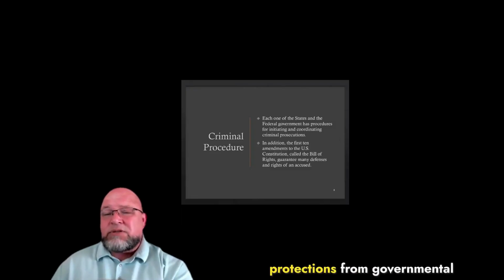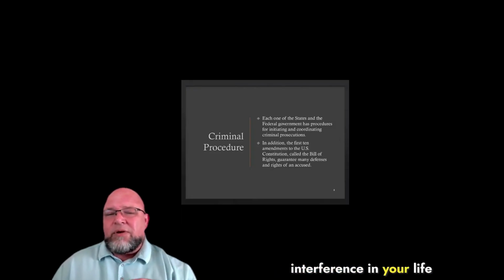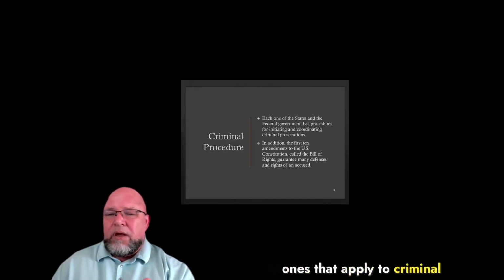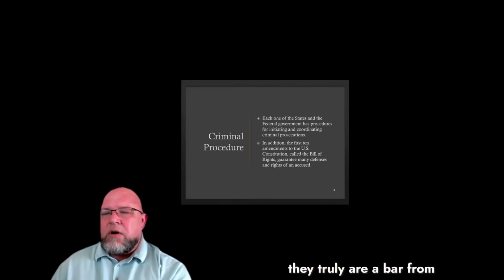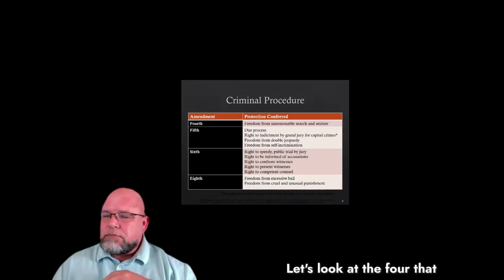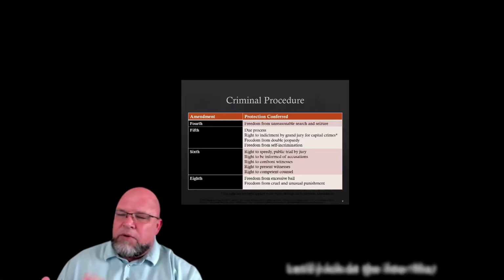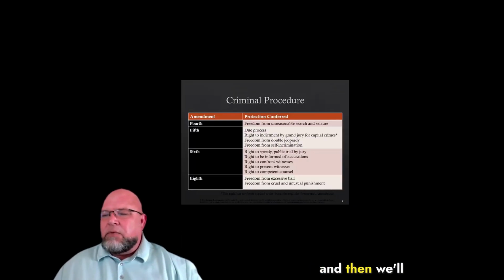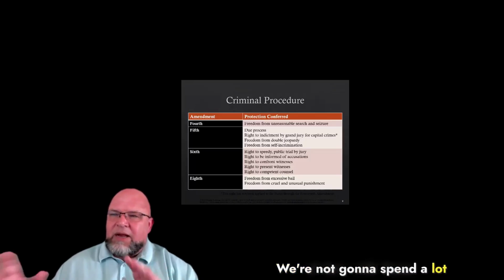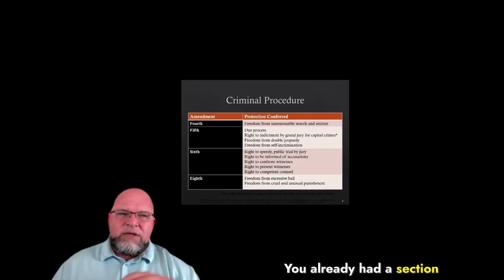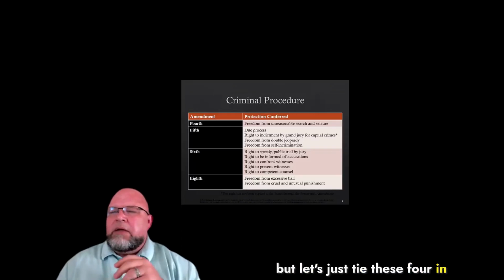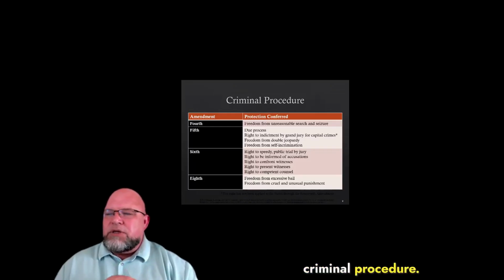They're also a bill of protections from governmental interference in your life to a certain extent. And when you think about the ones that apply to criminal defense and criminal procedure, they truly are a bar from interference to a certain extent. Let's look at the four that really go into this, and then we'll dig into them just a little bit. We're not going to spend a lot of time with these. You already had a section on the Constitution, so let's just tie these four in to how they apply in criminal procedure.